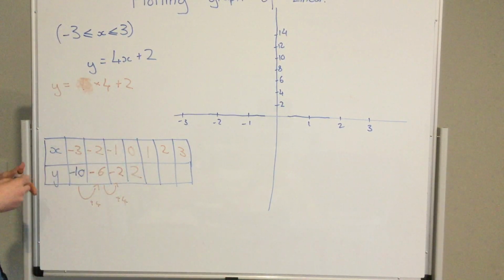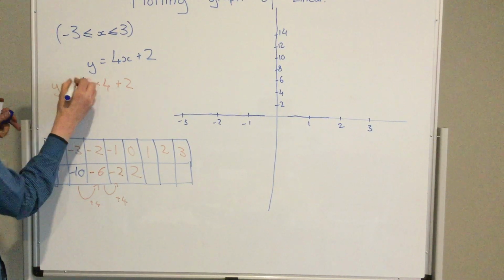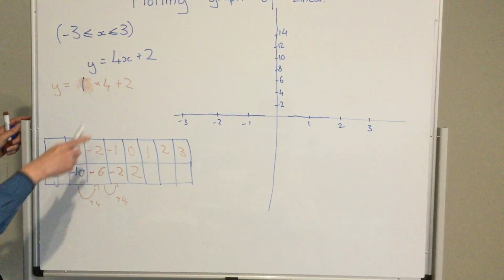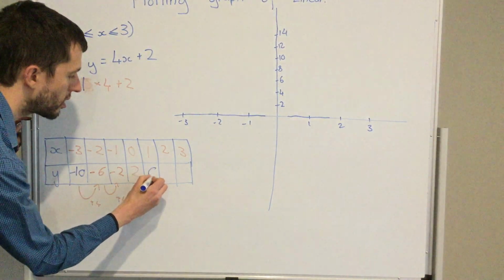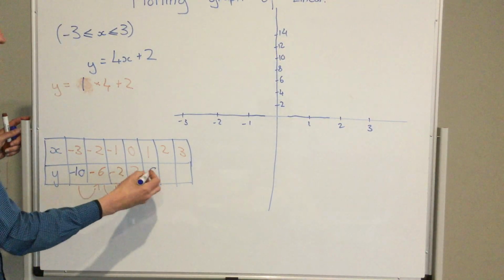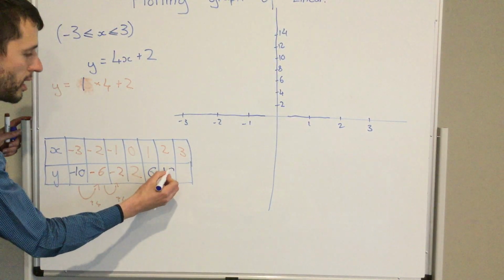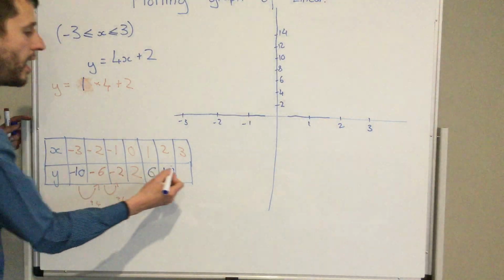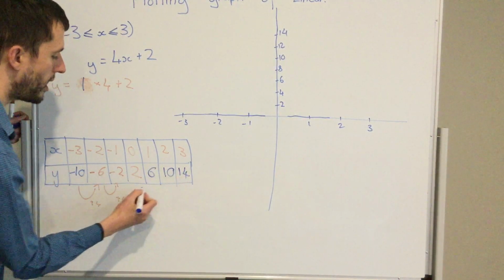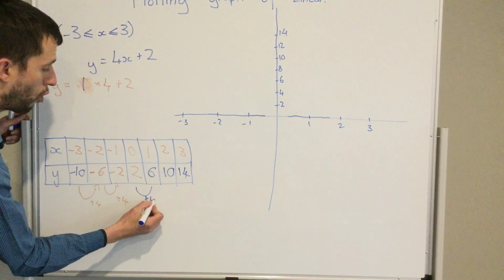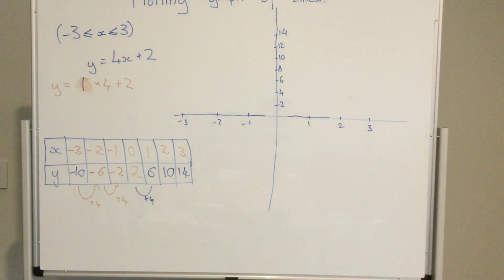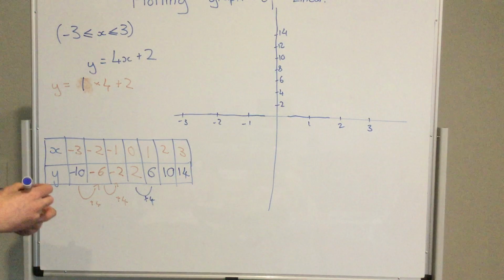x equals 1 now. I'll change this. There we go. 1 times 4 equals 4. 4 plus 2 equals 6. So then I know it will be 6, 10 there, and 14, because each time I am adding 4. That is our pattern. Now that I've done that, let's move over to the graph here.